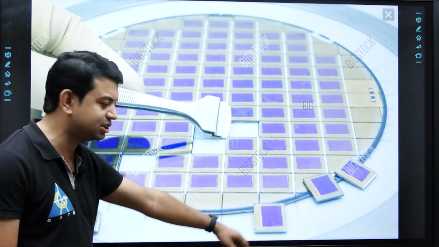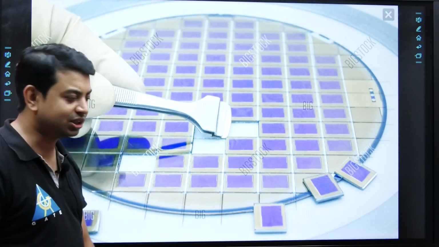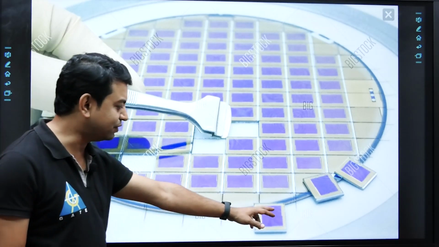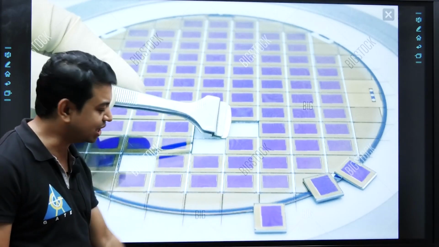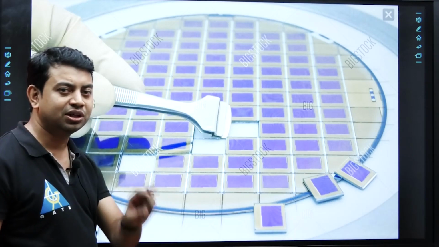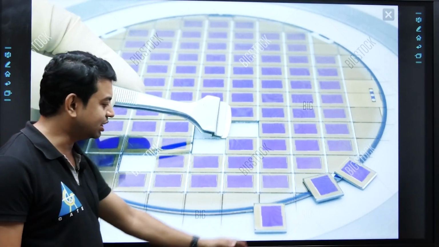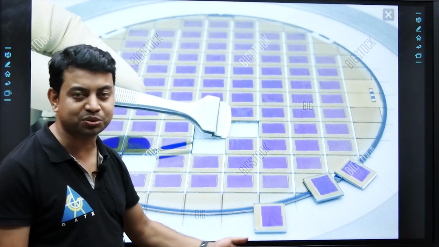So this velvet color portion is nothing but a demonstration that the chip has been fabricated, and this is nothing but a MOSFET. Suppose we have so many transistors here, but if I take a single 4-terminal MOSFET, then it has been fabricated and the terminals have been taken out from this one.